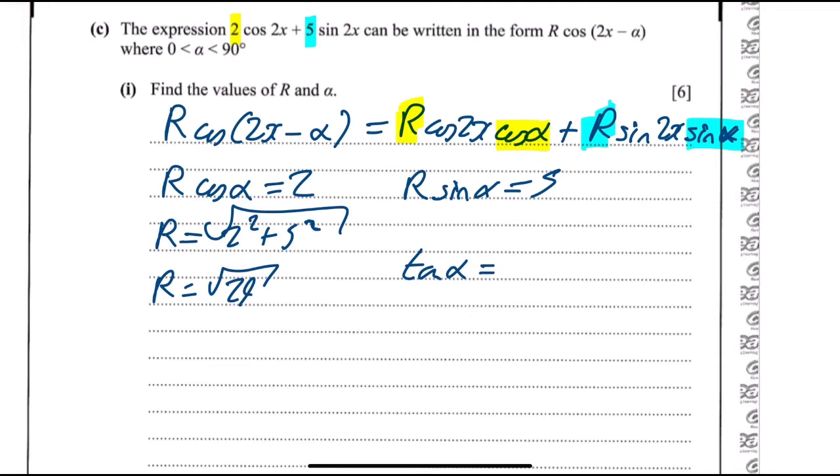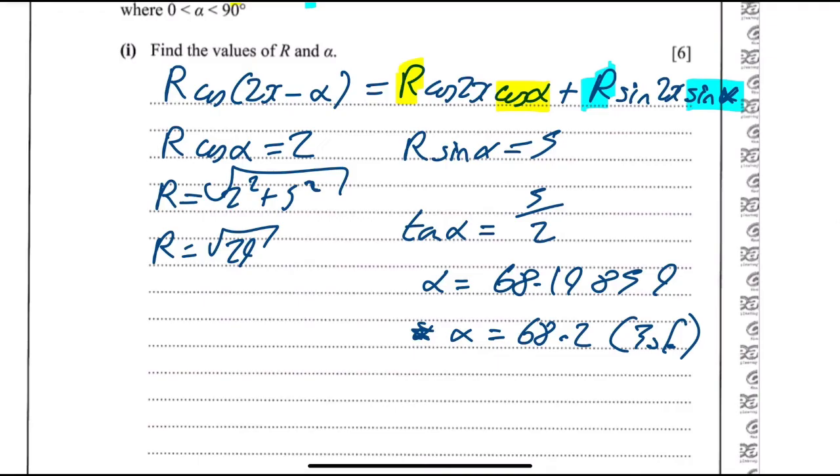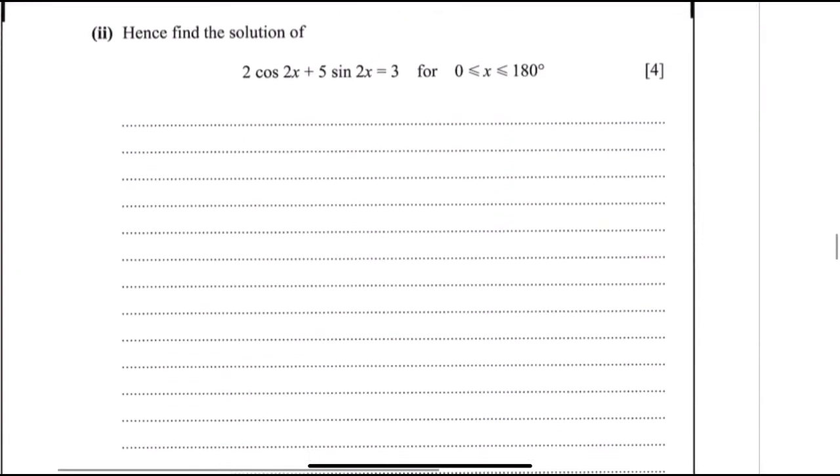Tan alpha is equal to the sine one divided by the cos one. And then your alpha works out to be 68.19859, or alpha is equal to 68.2 to 3 significant figures. Now I wrote the shorter way for the answer here, but I will use the longer way in the next part of the question, because it needs to be used in my working out. Okay, next part of the question says, hence find the solutions of this thing.